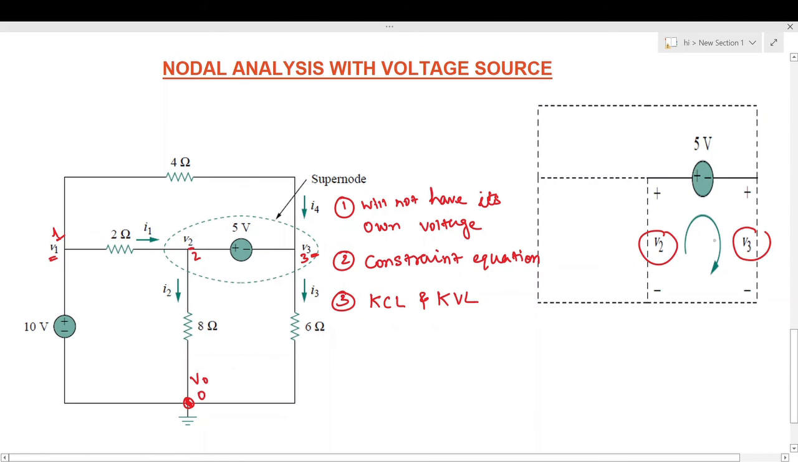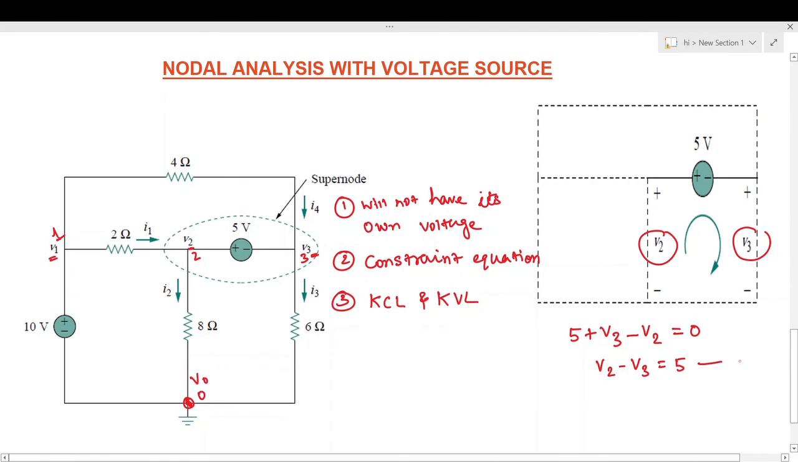Now when we mark the loop, it initially meets the positive potential of plus 5 volt, so we'll take 5 as positive, and next it will meet the positive terminal of V3, so we will mark V3 as positive, and finally it will meet the negative potential of V2, so we will mark it as negative V2, which is equal to 0. This is the KVL, Kirchhoff's voltage law. On solving this equation, we find that V2 minus V3 is equal to 5.